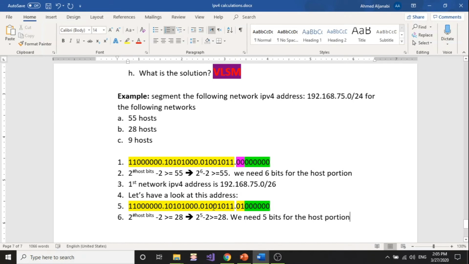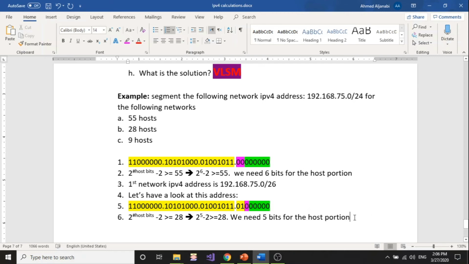Now remember, I do have 6 bits here. So what does that mean? That basically this part, those 5 bits are going to be reserved for the host, and this bit here is not going to be converted, we're just going to change the color to be purple. So basically I'm borrowing an extra bit to be able to have the new network.